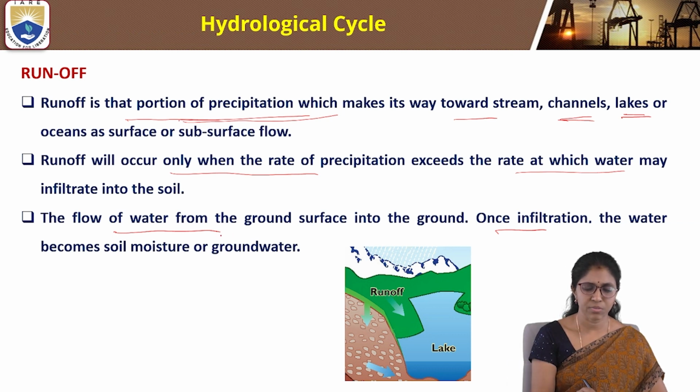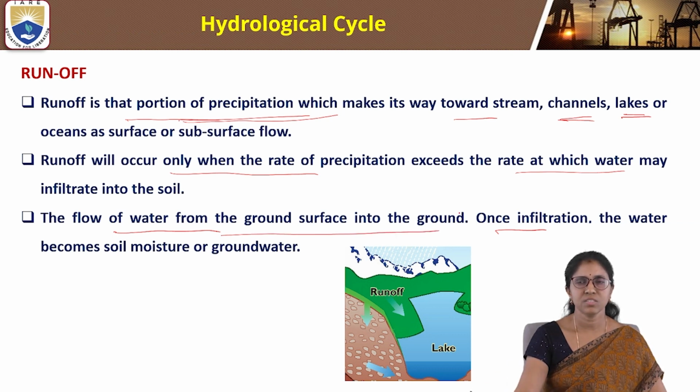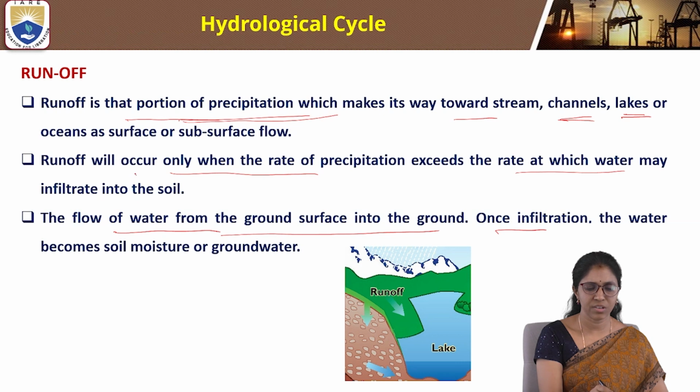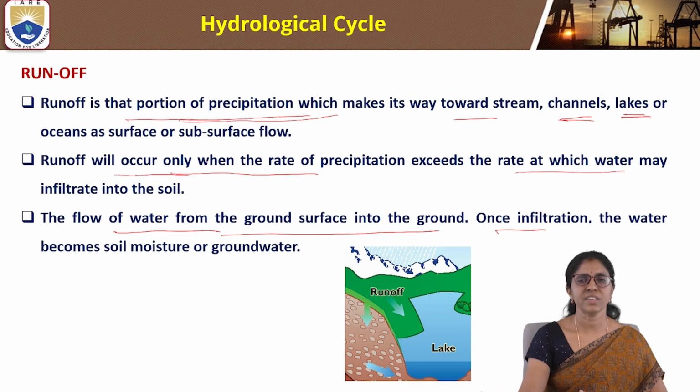So here is the flow of water from the ground surface into the ground. In runoff, water runs off. It will occur only when the rate of precipitation exceeds the rate at which water may infiltrate into the soil. Once infiltrated, the water becomes soil moisture or groundwater. So this is the process of runoff, where water goes from the ground surface into the ground level.